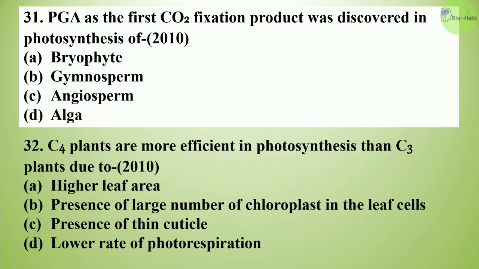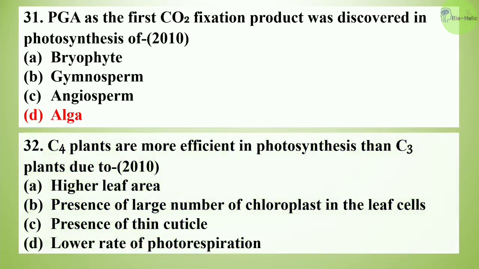Next is PGA or phosphoglyceric acid as the first carbon dioxide fixation product was discovered in photosynthesis of bryophyte, gymnosperm, angiosperm, or alga. Option D will be the answer, that is the alga.